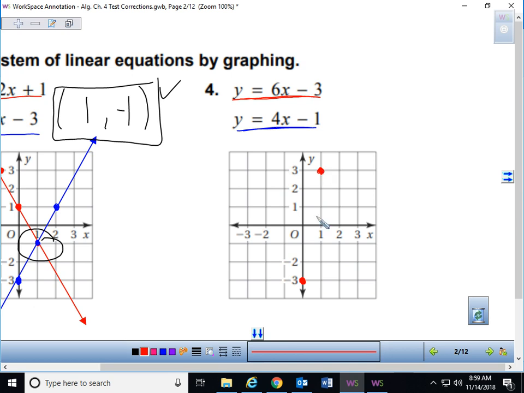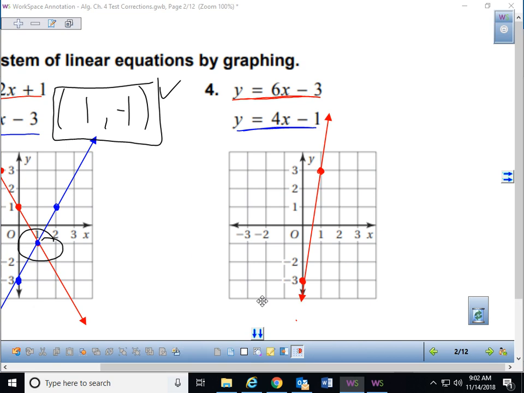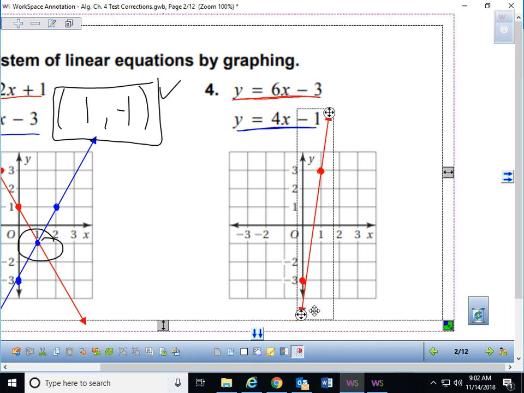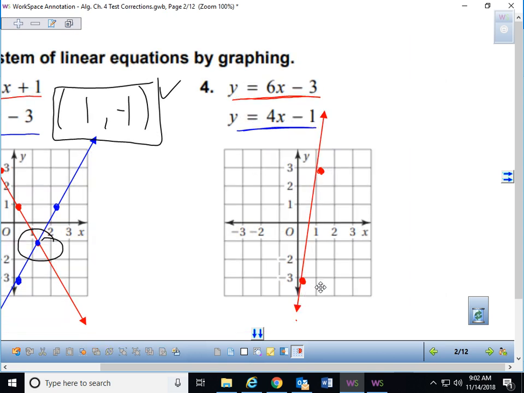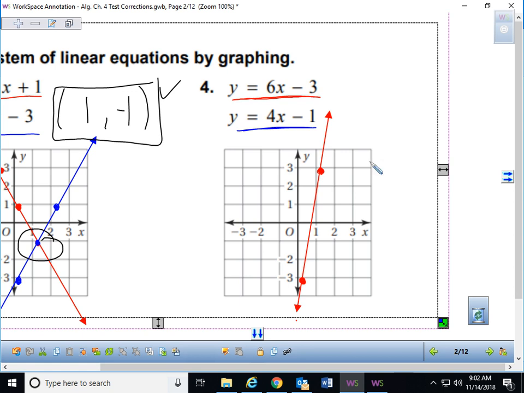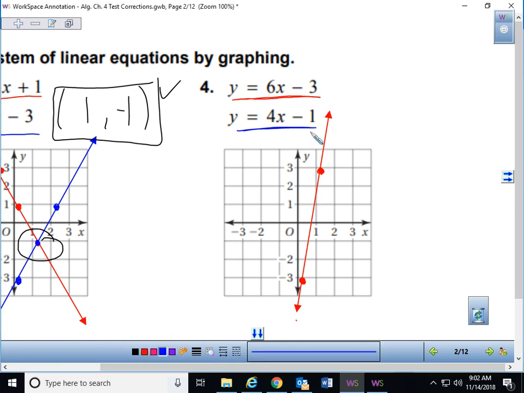Now I can't draw more than this without having to extend my graph. So that's a little frustrating, but that's okay. I'll just connect what I have. It's going to be a pretty steep line here. Oop, froze on me. Let's extend that. There we go. Okay, second equation, the y-intercept is -1.